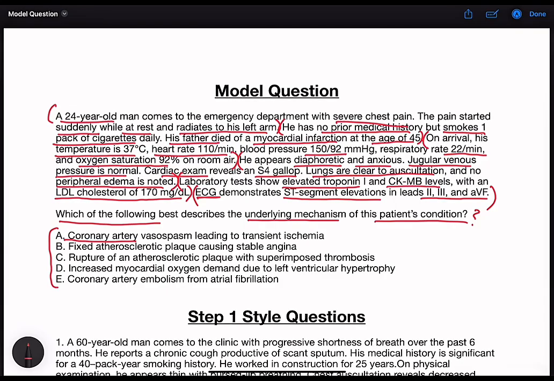Whether it's a coronary artery vasospasm leading to transient ischemia, fixed atherosclerotic plaque causing stable angina, rupture of an atherosclerotic plaque with superimposed thrombosis, increased myocardial oxygen demand due to left ventricular hypertrophy, or coronary artery embolism from atrial fibrillation. So this was all about a typical model question. There isn't any universal rule that a question stem would look like this, but the majority of question stems look like this. There would be some parts missing in different questions.